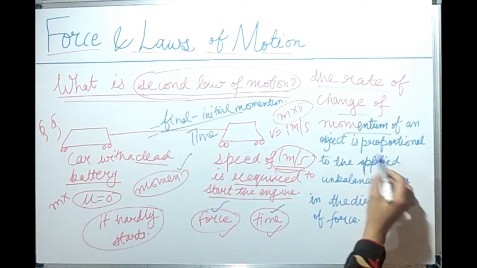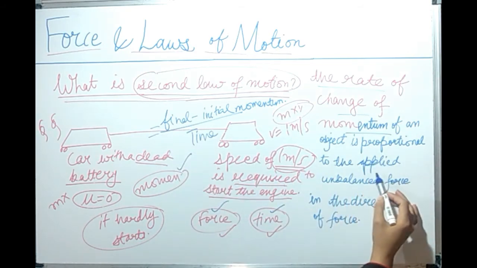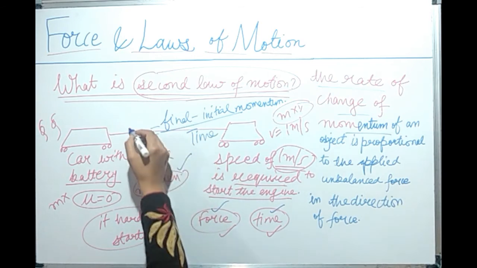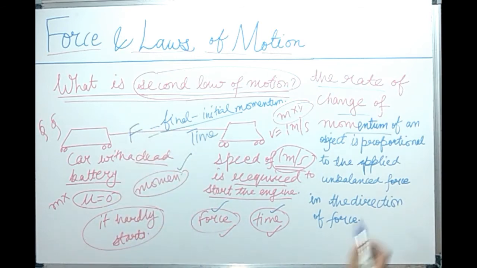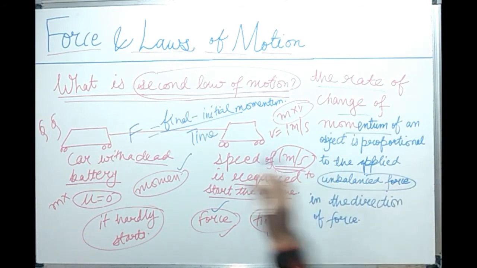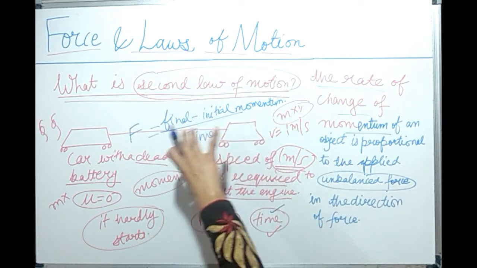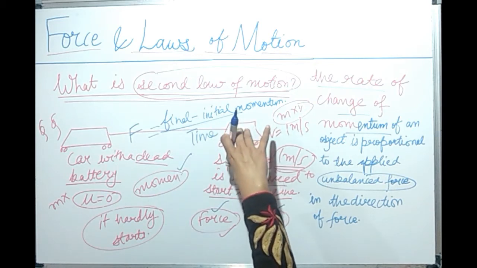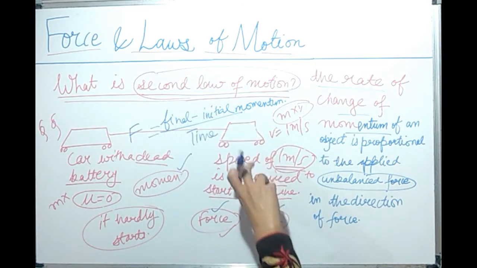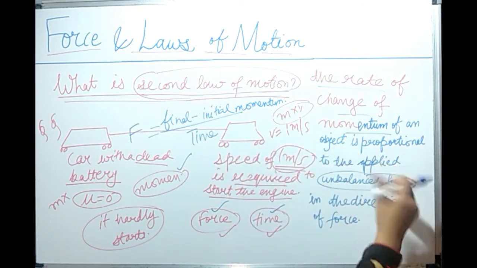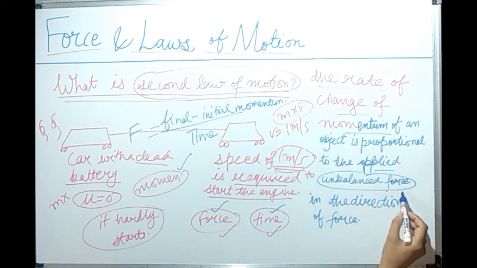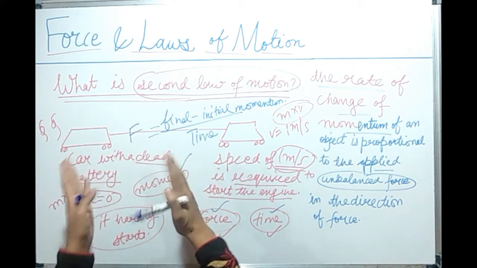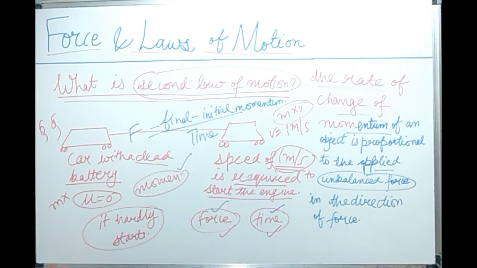Is proportional to the applied unbalanced force. Here we will write force in the direction of force. We are talking about unbalanced force because the car has moved. Only the unbalanced force can bring a movement in the object. Here the car has moved, its engine has started. So we are talking about applied unbalanced force. If the force would be balanced, the car would have not moved at all. Here the car has moved, that means we are talking about unbalanced force.